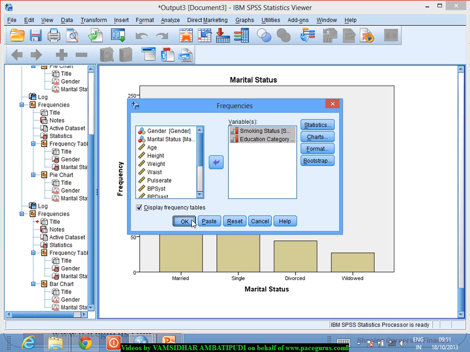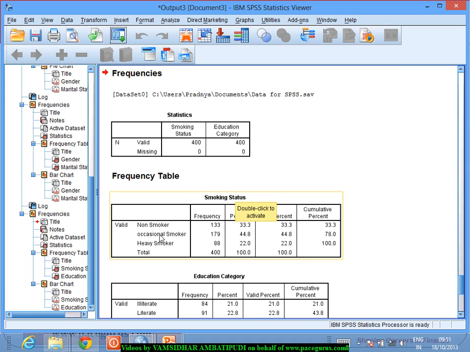And now if we see, the same things come out. Non-smoker, there are 133. Occasional smokers, there are 179. But yes, here there is a lot of meaning with cumulative percent. If I say 78 here, I can say that there are 78% of the total people who are much lesser than an occasional smoker, which means who either don't smoke or smoke very little. Only 22% of the people are heavy smokers.